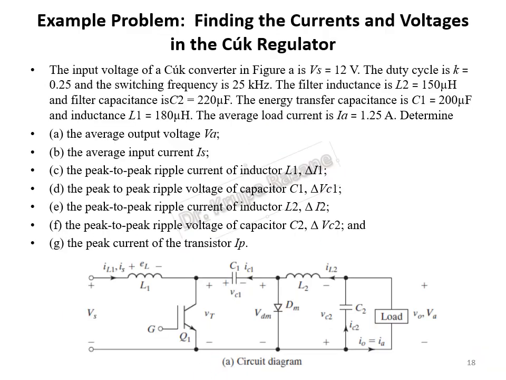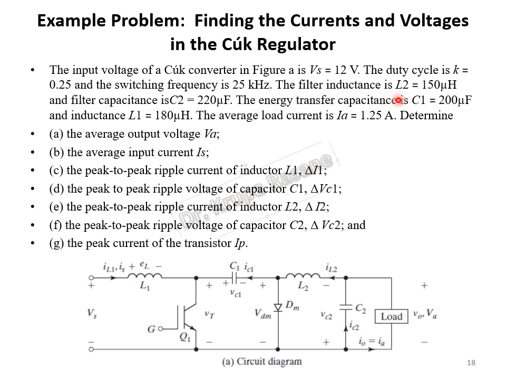A continuous ripple current. Now, let us move forward with the example problem, that is finding the currents and voltages in the Cuk regulator. So this is the circuit diagram given to us. The input voltage of a Cuk converter is given here in this figure, and it has an input voltage of 12 volts. The duty cycle K is given as 0.25 and the switching frequency is 25 kilohertz.